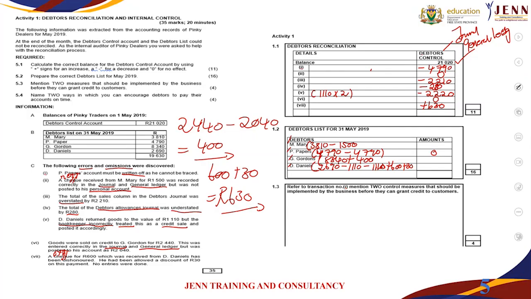So let's do the calculation now. It's going to be 21,020 minus 4790 plus 0 minus 2210 minus 280 minus 2220 plus 0 plus 630. I believe it must add up to how much? It must be how much?